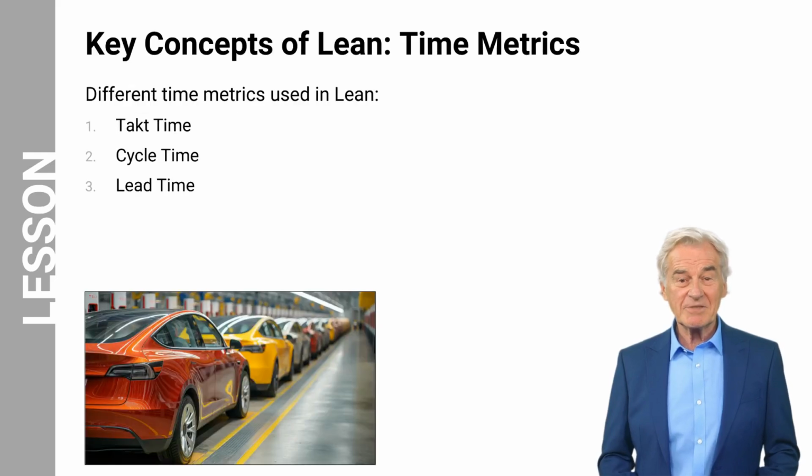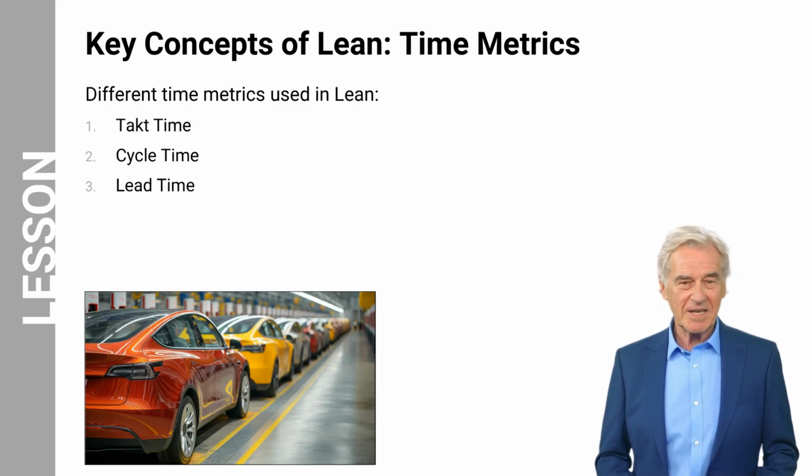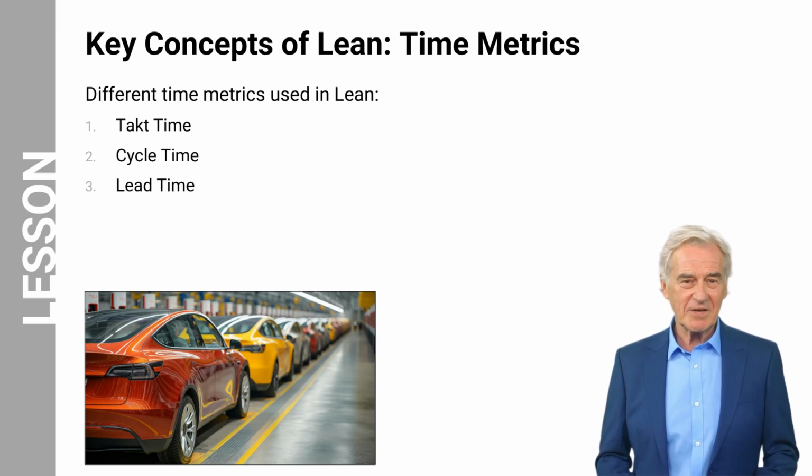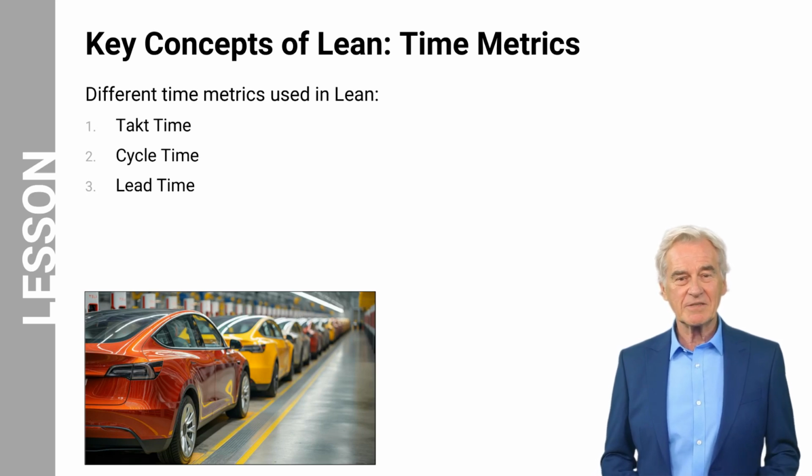Let us now analyze the key concepts of lean. In most industrial processes, and particularly in lean manufacturing, there are many different time metrics that might be of interest to the project team. Often, time metrics and measurements are used interchangeably, even when they mean very different things. It's important for anyone involved in a lean project or in production to understand the differences in time values. There are a few different time metrics used in lean, like takt time, cycle time, and lead time. We will discuss each time metric in detail in the upcoming slides.